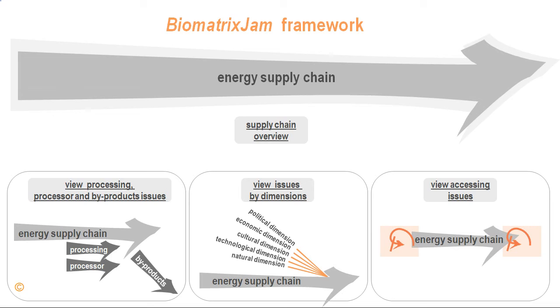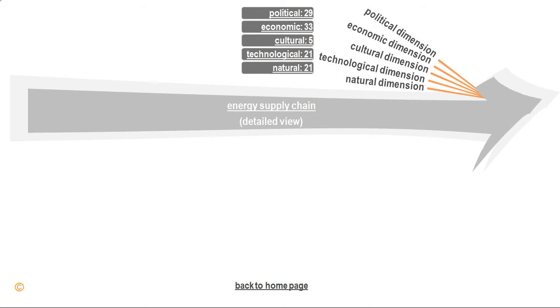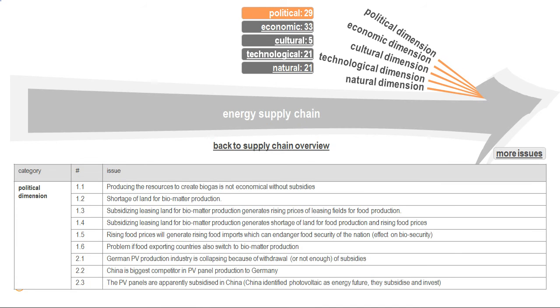Let us now have a look at the issues categorized by different dimensions: political, economic, cultural, technological and natural. Here we again have the overarching supply chain, this time with a number of issues related to each dimension. We can zoom into each of the dimensions, or we can zoom into the energy supply chain as a whole. If we zoom into the political dimension, we can see the list of the issues in that dimension.